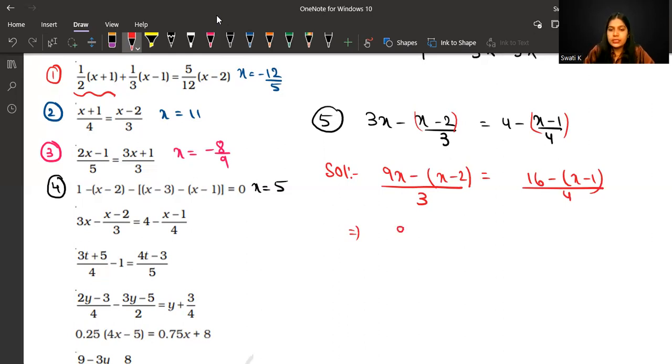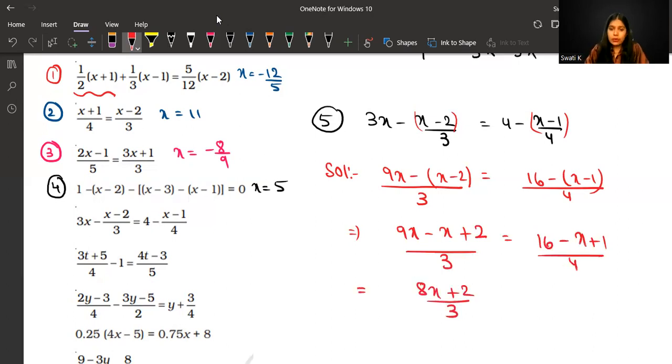Now this is 9x. If you remove the bracket, this is minus x. Minus into minus is plus, right? Because of course, if you are removing the bracket and if you have a negative sign outside, the sign will get changed upon 3. And this will become 16 minus, if you remove the bracket, this is x plus 1 upon 4. Now 9x minus x is 8x plus 2 upon 3. Okay, and this will become 16 plus 1, 17, 17 minus x by 4.